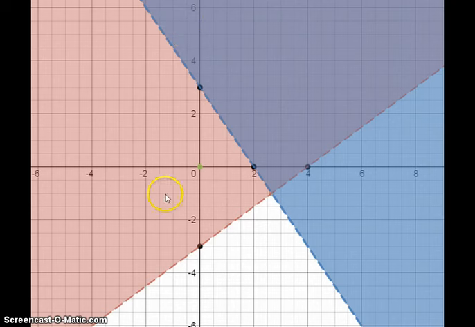So it is not the blue area here, it is not this red area, it's only this one section of the graph here. And you can still see that the lines are dotted, so the points on these lines themselves are not solutions, but every point that's included in this purple area will be solutions to both inequalities, and those are the points that we want. Okay, that's all for today.